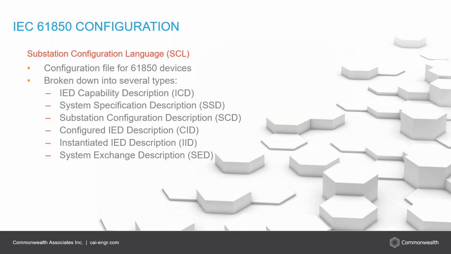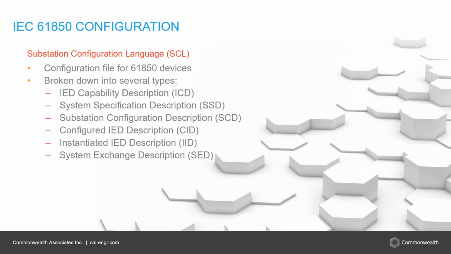So this slide shows you the different types of SCL files that exist. There can be the IED capability description or ICD file, which describes the capability and models of the IEDs on the network. You can also have the system specification description file or the SSD file, which gives you the overall one-line diagram of the substation. Then there's the SCD file, the substation configuration description file, which gives you the configured IEDs and the description of those IEDs in the network.